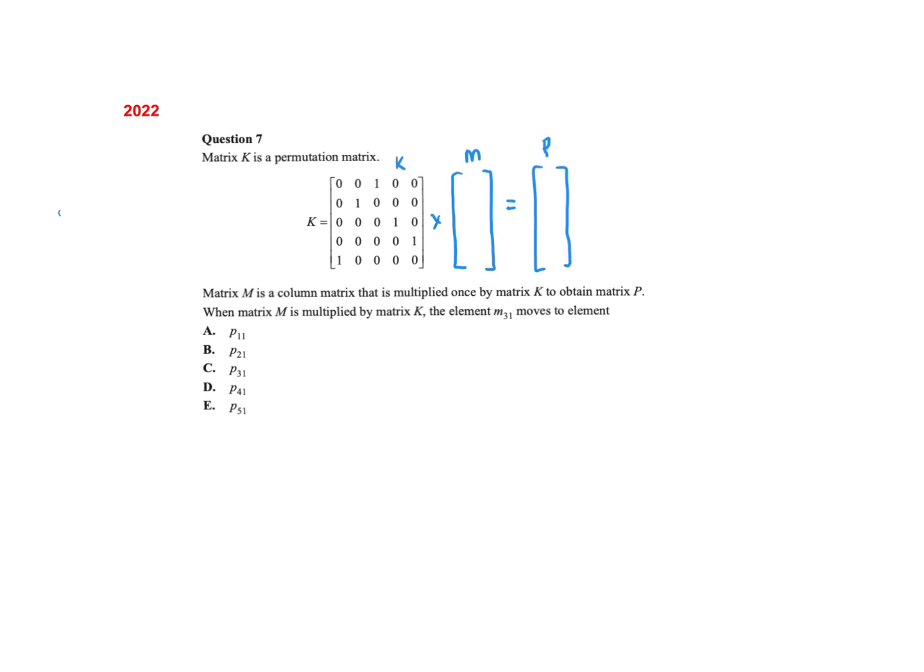So they said when matrix M is multiplied by K, the element M31 moves 2. So what you're saying, because we can't see the numbers, so this one we could just put them in. I'm just making it up again: 1, 2, 3, 4, and 5. So when they say element M31, they mean row 3, obviously column 1. So they wanted to say, where does that 3 go to once you use this permutation?